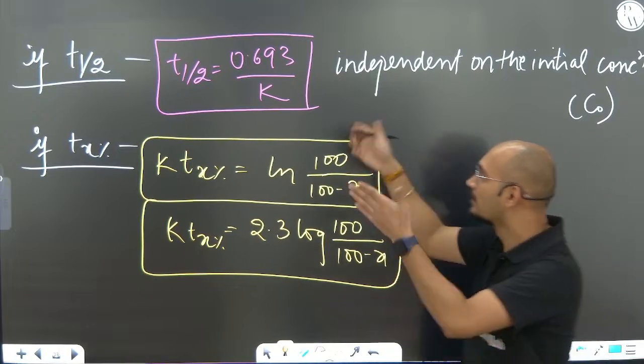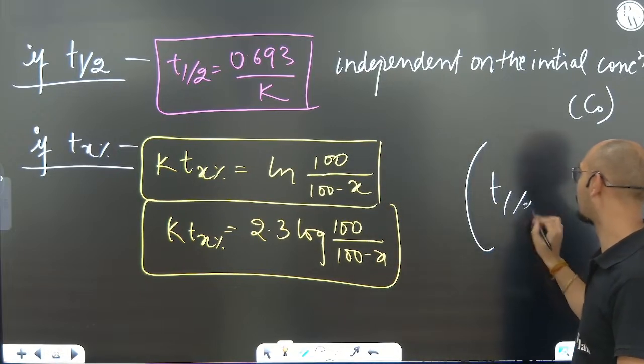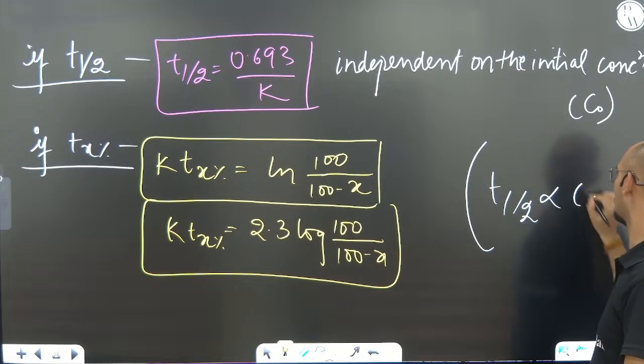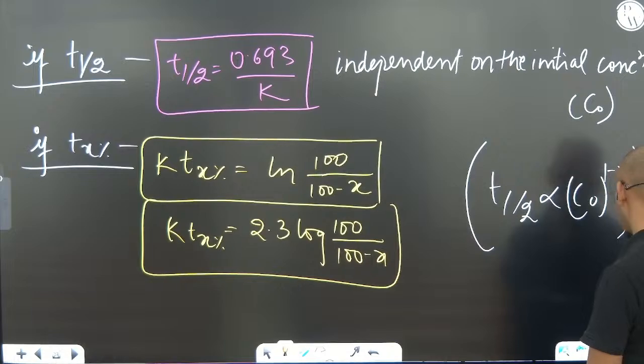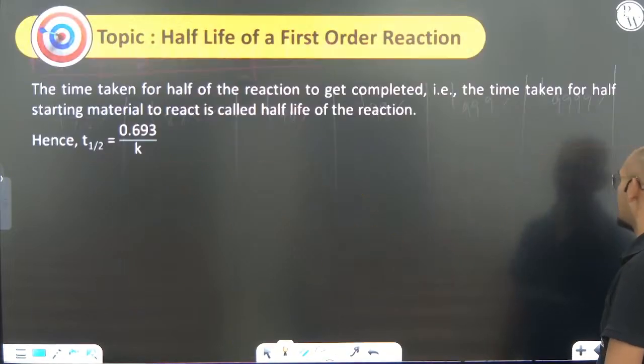So what we can say? As I have told you, T half for any order of reaction is directly proportional to C naught to the power 1 minus n. When you put n equals to 1, 1 minus 1 is 0. So it does not depend on C naught. Okay, let's move ahead.